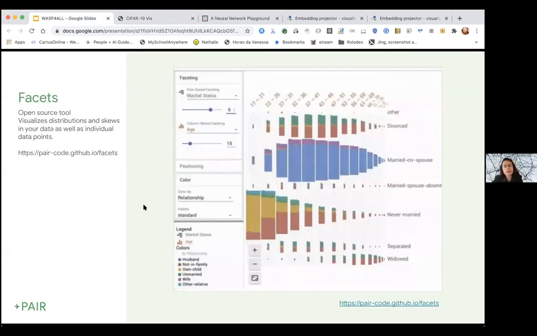So Facets was so useful to us at Google that we decided to open source it. So this is something that is available. It's been open sourced for over a year now, and people use it to look at all sorts of data sets. It's not only images that you can put here.